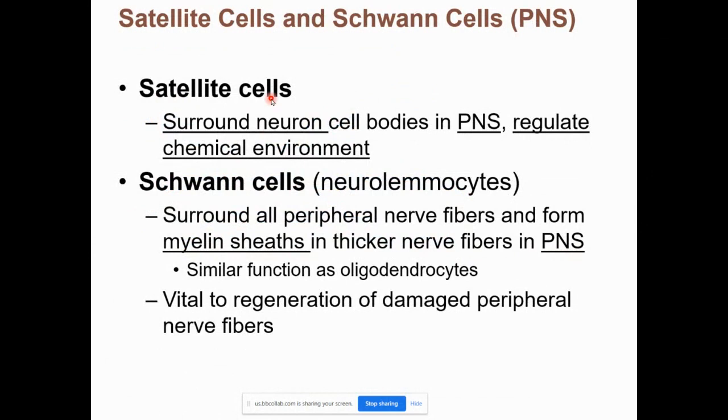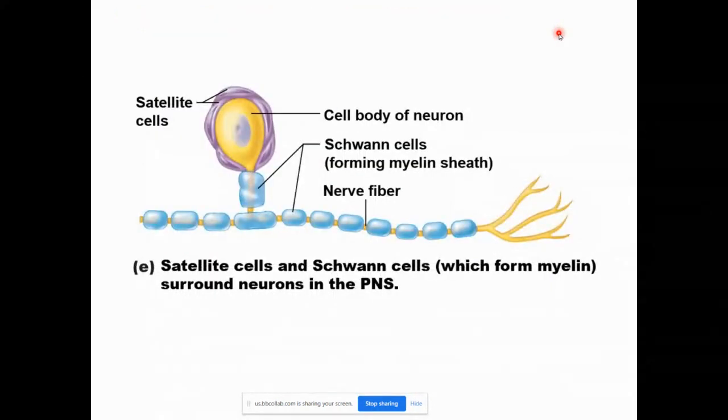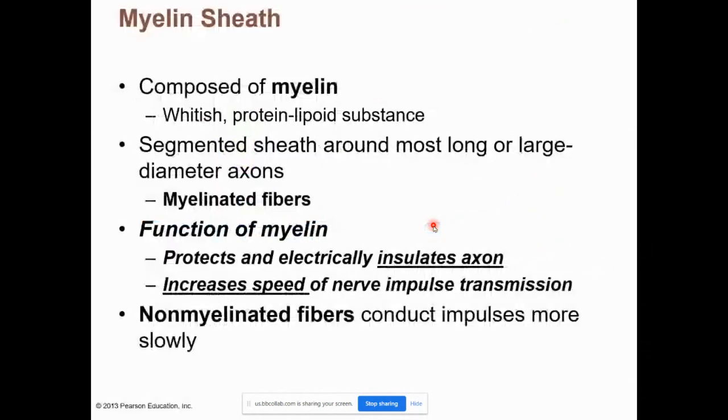And the last one is satellite cells. They regulate the chemical environment, so that's the only real thing we need to match there. So these two neuroglia on this slide are the two that are found in the peripheral nervous system. And they're just showing us Schwann cells in the peripheral nervous system.